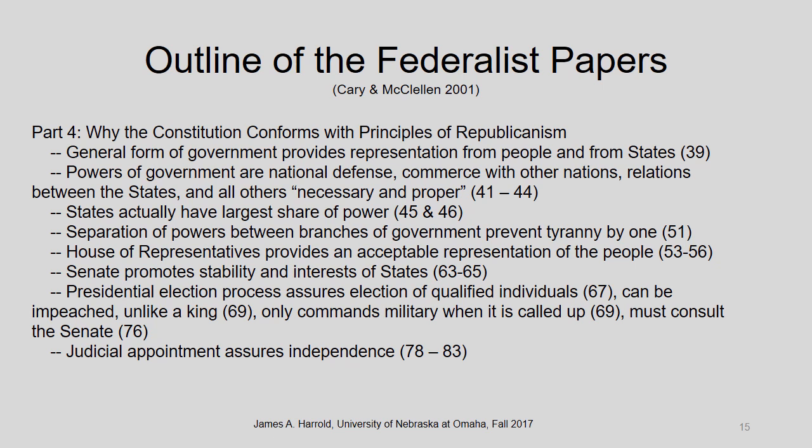because the Anti-Federalists and others feared a strong executive, a monarchical kind of executive. They said that the presidential election assures the election of only qualified individuals, that he can be impeached, unlike a king who really probably can't be removed without some violence. And so really what they were saying was, look, this is a stronger central government, but it's not so strong that it will overpower every other government.